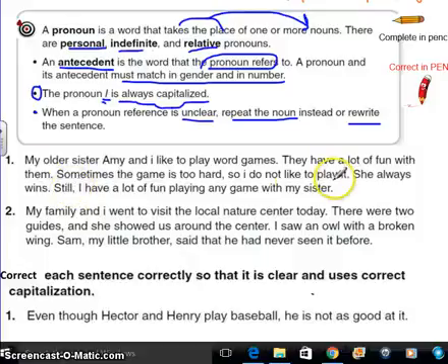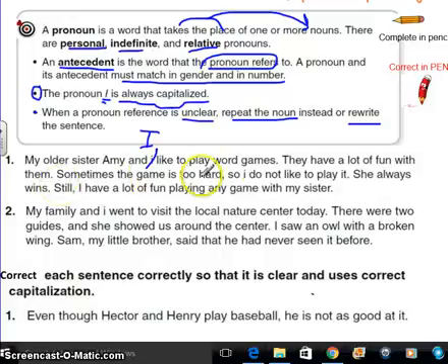What we're going to do is we're going to correct what we see here. My older sister Amy and I like to play word games. Anything wrong with that sentence? Yeah. Let's cross this out and let's make a capital I. Okay? They have a lot of fun with them.